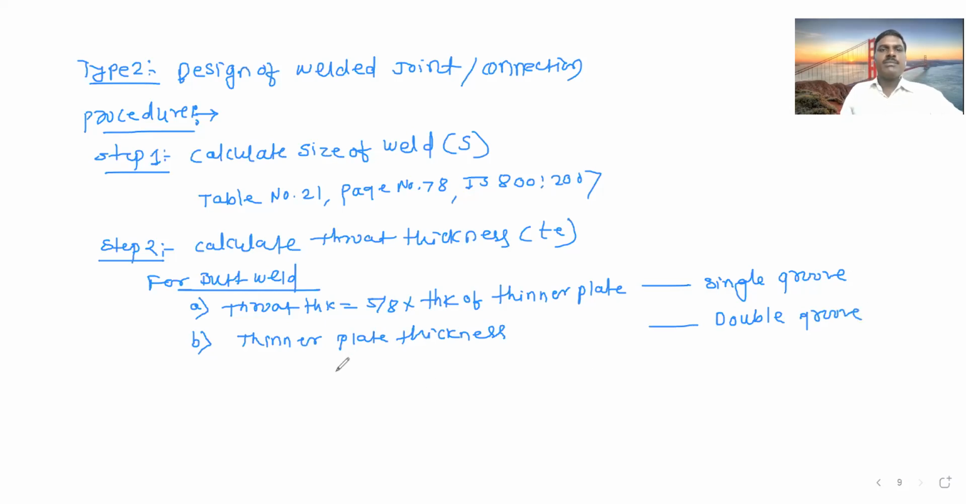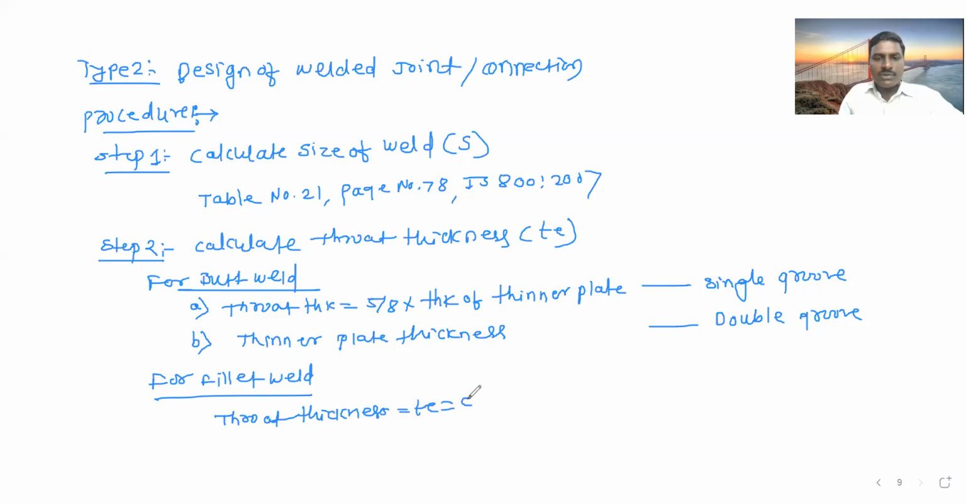Is this correct? Yes, sir. Good. Now for fillet weld. So I am writing fast because we have seen and we have written this. So you can also write down fast. For fillet weld, throat thickness T is equal to 0.7 into S.